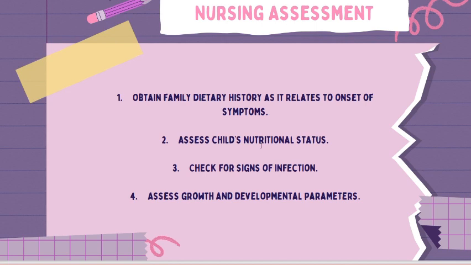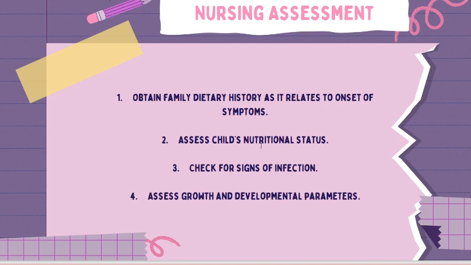Number two, assess the child's nutritional status. Components of a complete nutritional assessment include a medical history, nutritional history including dietary intake, physical examination, and anthropometrics: weight, length, or stature.